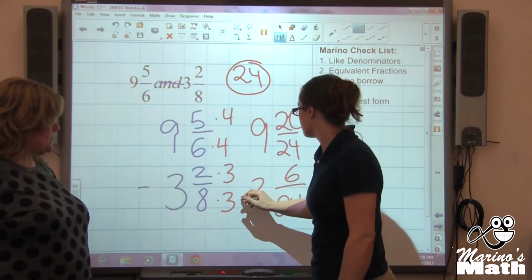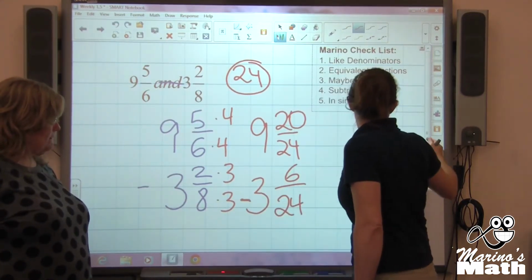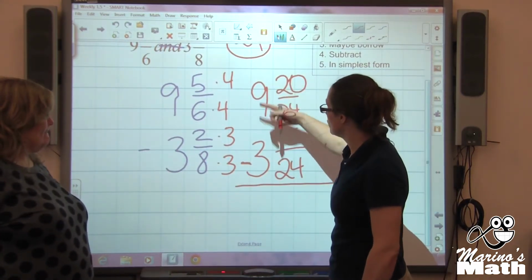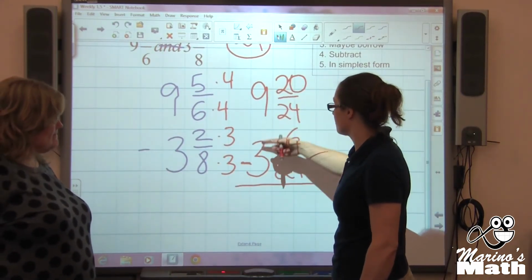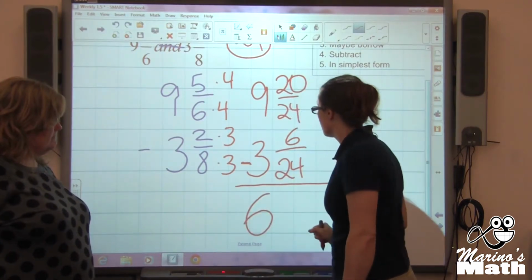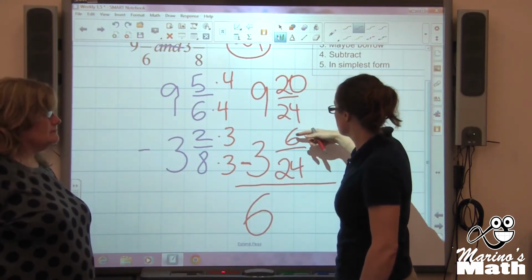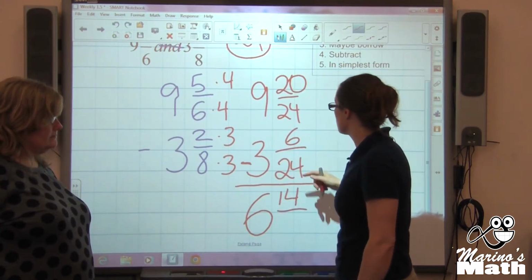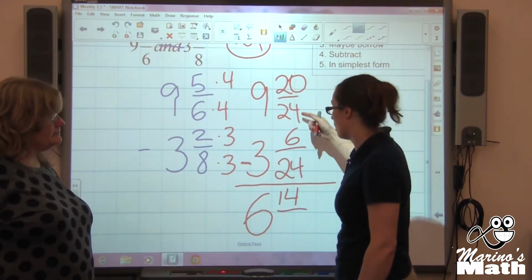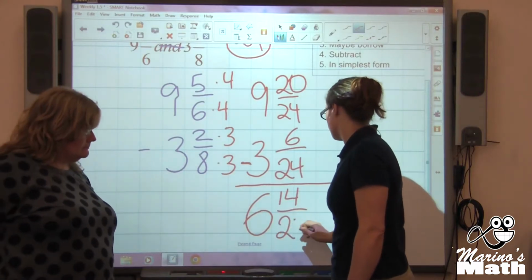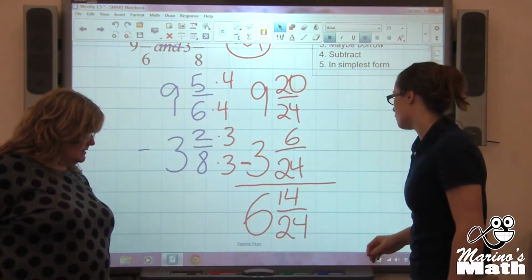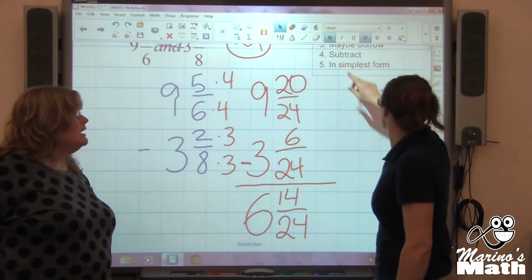And then we had already said it was a subtraction problem. And, ready? You take your whole numbers and subtract them. 9 minus 3 is 6. You take your numerators, 20 minus 6, 14. And you already told me that we keep our denominators the same always. So 24. That doesn't look exactly like what I had done. It's pretty close though, because we didn't follow our last step yet.